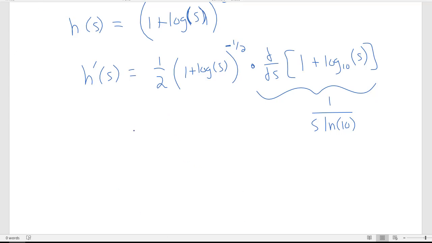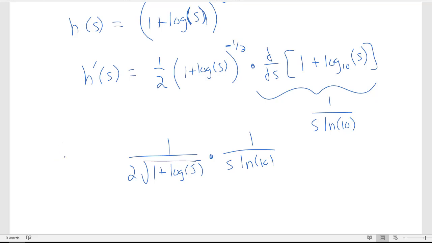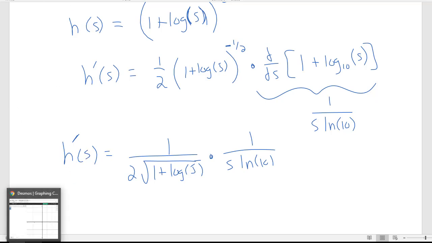So I have, in this case, I'm going to push the root into the denominator. So I have 1 over 2 square root of 1 plus log of s times, then I have 1 over s ln of 10. So there's my derivative of my function, h prime of s. My fingers do not want to work today.